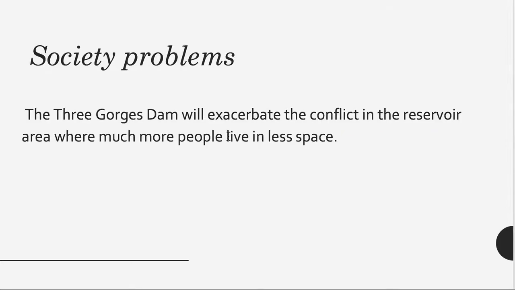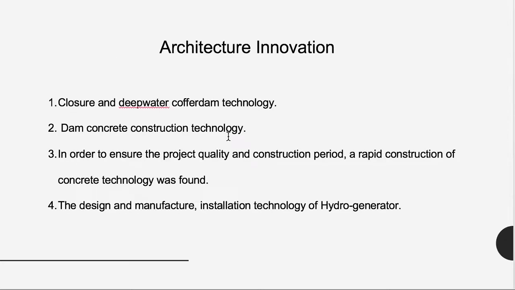We also have social problems. The Three Gorges Dam will exacerbate the conflict in the reservoir area, where many more people live in less space. Because the dam is so big, it will cause deforestation and large-scale land reclamation problems. And these are the social problems.